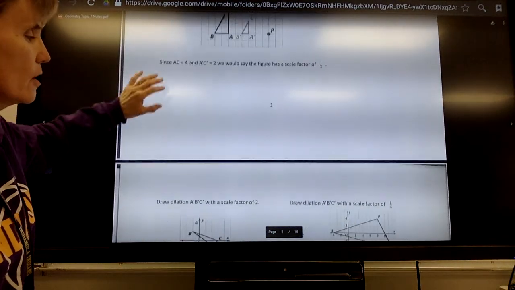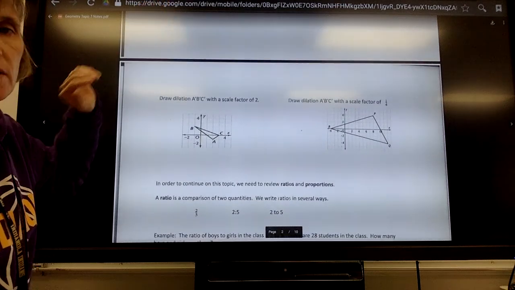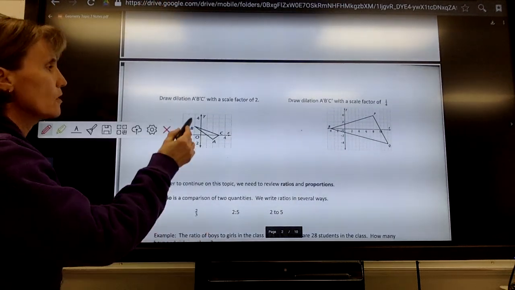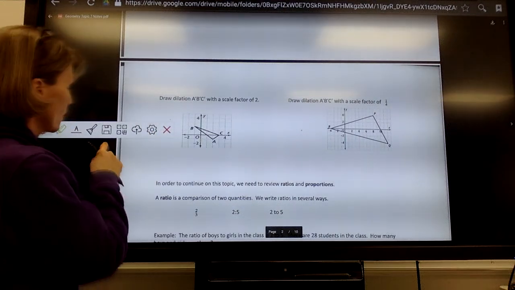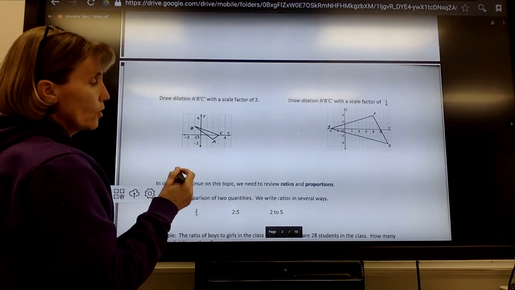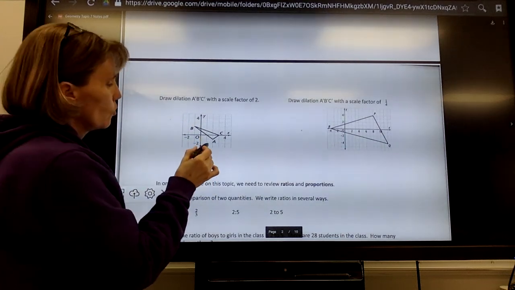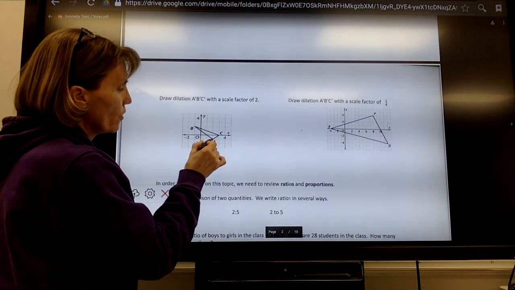Okay, you get a chance in your packet to try a couple of these to do your own drawings. It says draw dilation ABC with a scale factor of 2. So a couple of different ways that you can do this. We want to do it on a grid, so what we're going to do is take the coordinates.